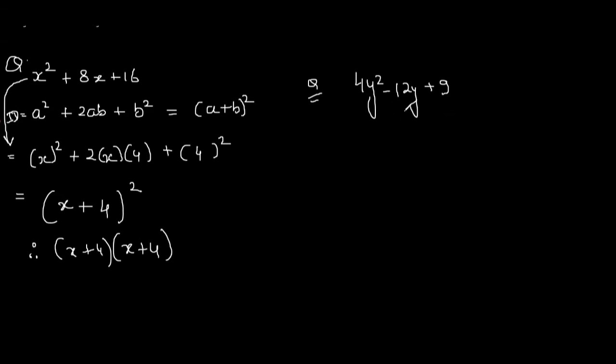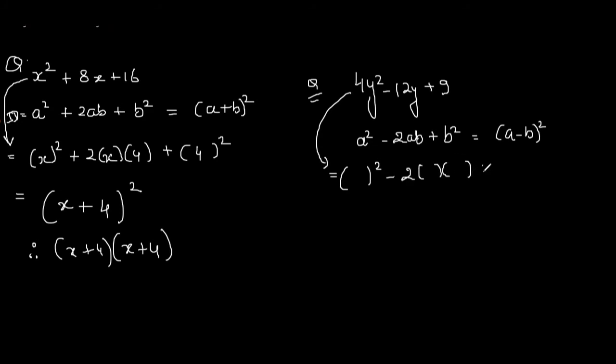Vibhu, what do you think? Which identity will be used over here? I think the same one that we used last time, a square plus 2ab minus b square equals a plus b whole square. There is a minus in between. So I think we should follow a square minus 2ab plus b square. Okay. And the identity is a minus b whole square. As I told you, I will be writing it in brackets. A square minus 2ab plus b square.